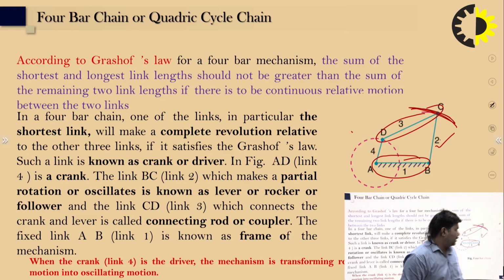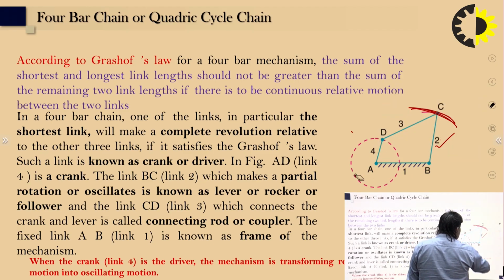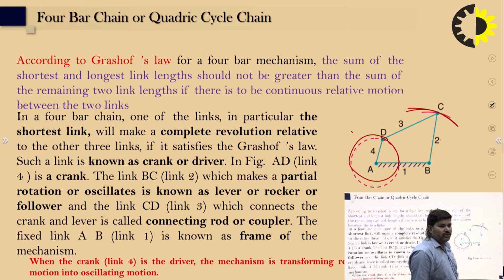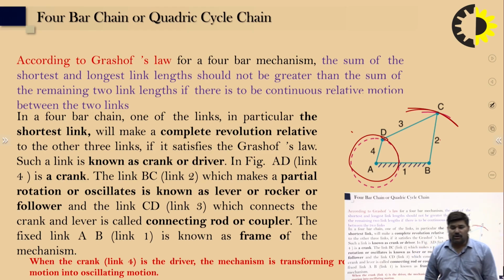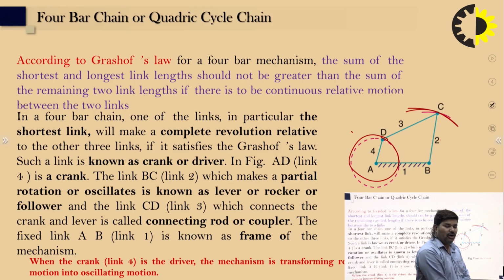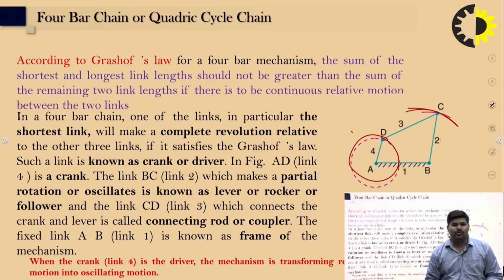You can see here that if link number 4 rotates about point A, the rotary motion is converted to oscillatory motion. If the shortest link, the crank, rotates about its axis, then link BC will oscillate. So with link 4 as the driver, the mechanism transforms rotary motion into oscillating motion.